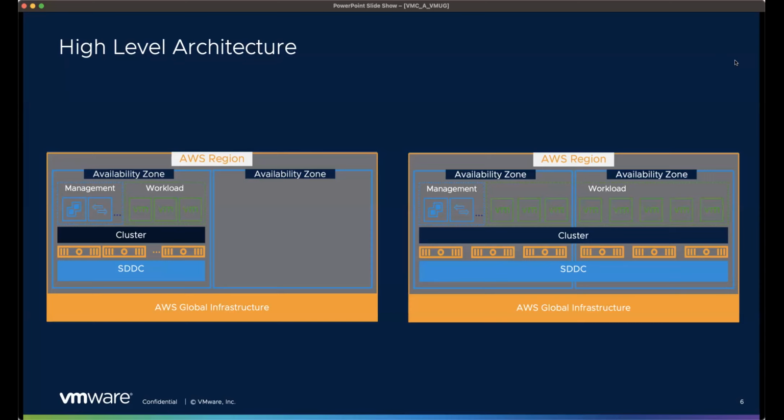This is no different between non-stretch and stretch, right? Just the stretch cluster has a higher availability because it's stretched across two availability zones. The SLA is 99.9 for a non-stretch cluster, which is in line with what AWS provides in a single availability zone, and 99.99 for a stretch cluster.